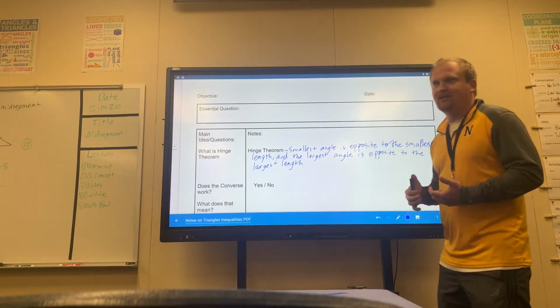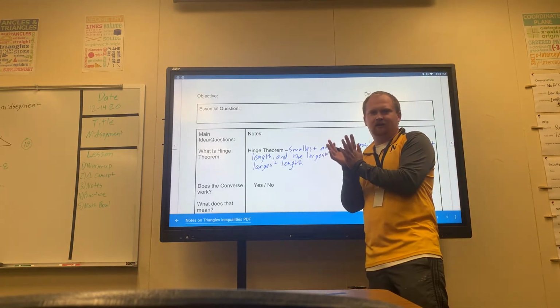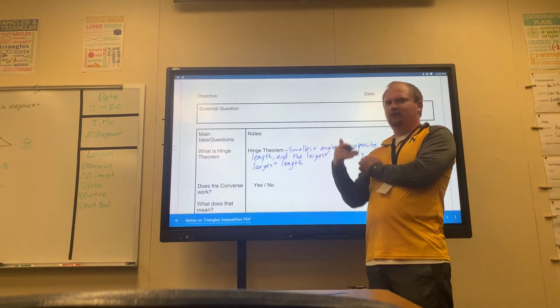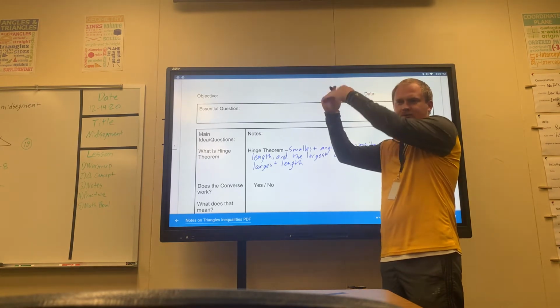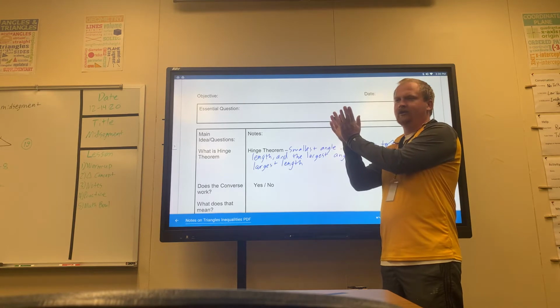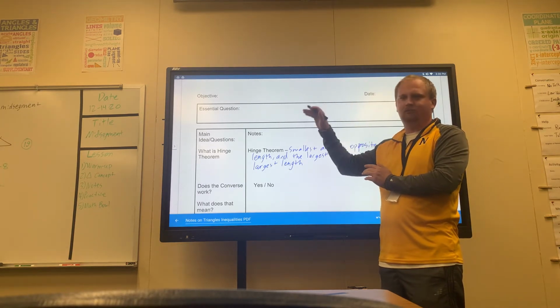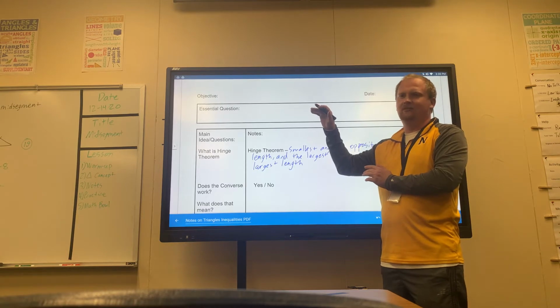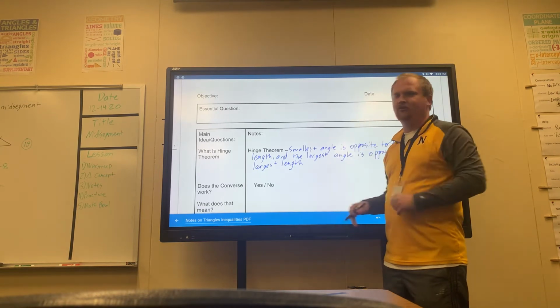Okay, so basically what we're saying is that the bigger the angle, the bigger the length. And all around the triangle, the biggest angle is opposite the longest length, the second biggest angle is opposite the second biggest length, and the smallest angle is opposite the smallest length.